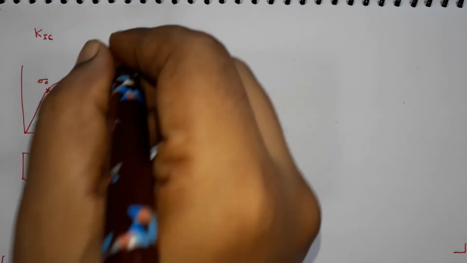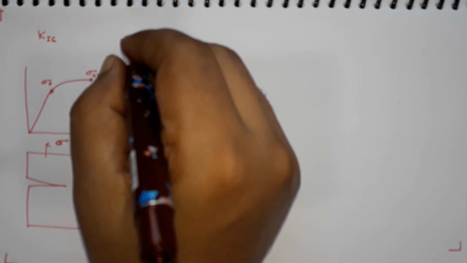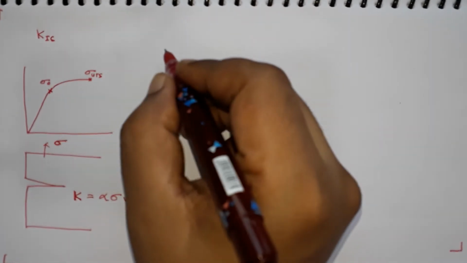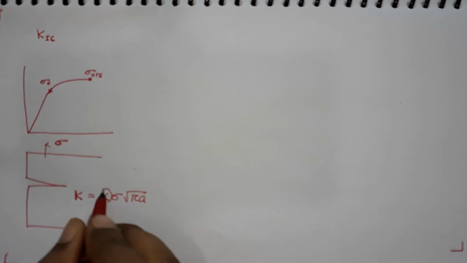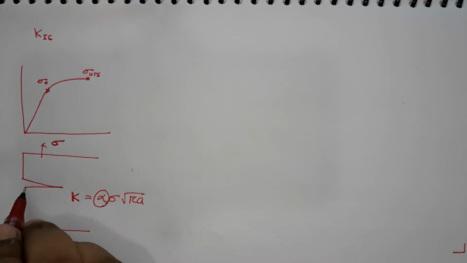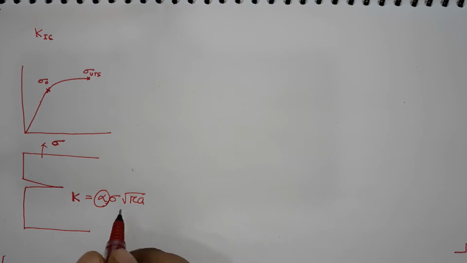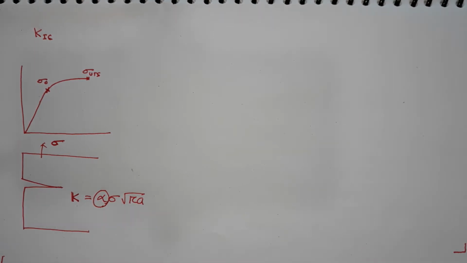So how do we measure it? That is one question we will be addressing, but before that we need to understand what this alpha is. Alpha is a factor which differentiates if you have two different specimen geometry or if you have two different crack geometry. So, these are two different things.